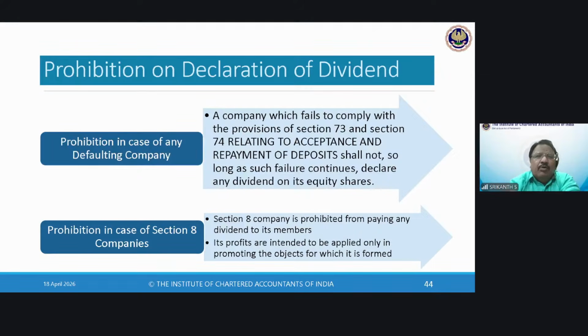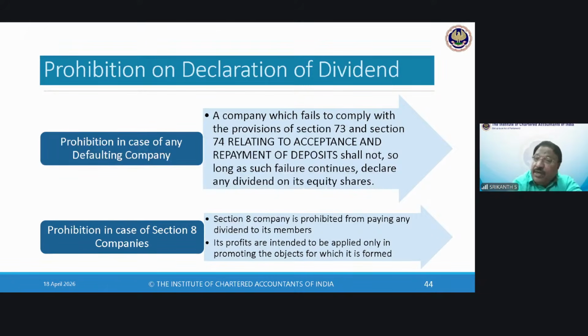Okay, now going on. Certain companies cannot declare a dividend. Simple logic: dividend is a reward to the shareholders, right? Now, suppose the depositors have not been paid. That shows a financial indiscipline where they have taken deposits from the public and these deposits have not been paid. In fact, they don't talk about non-repayment alone. They talk about complete failure to comply with the provisions of Section 73 and 74, which you already covered, acceptance of deposits and repayment of deposits.